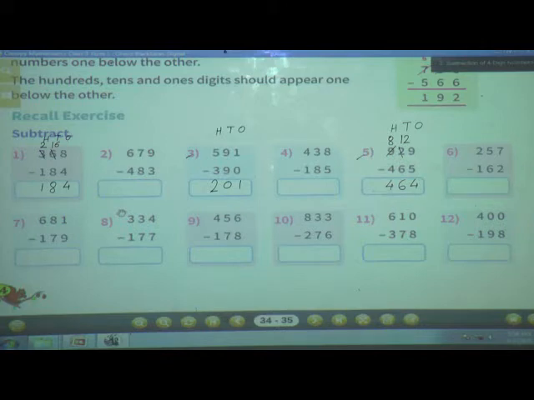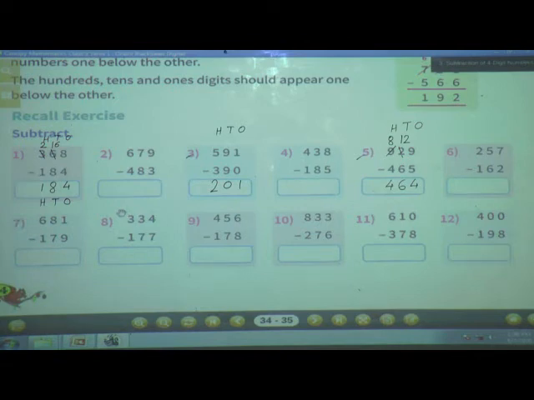681, this is also a 3-digit number, and the other number is 179. This is also a 3-digit number. So first of all we will write their places. This is ones place, this is tens, and this is hundreds place.